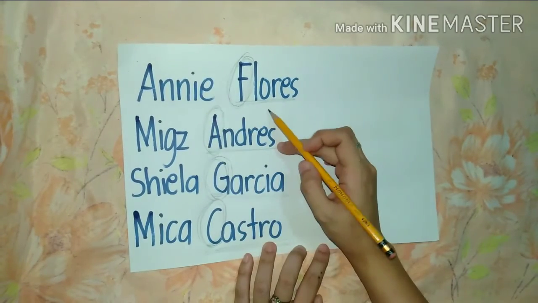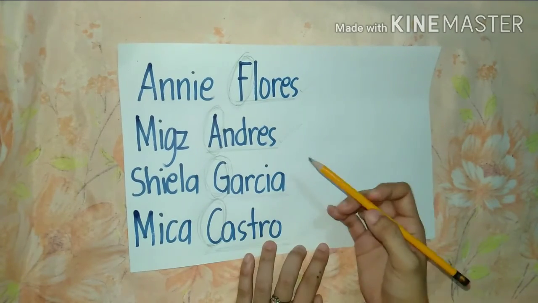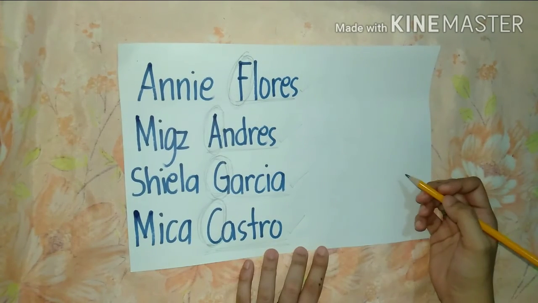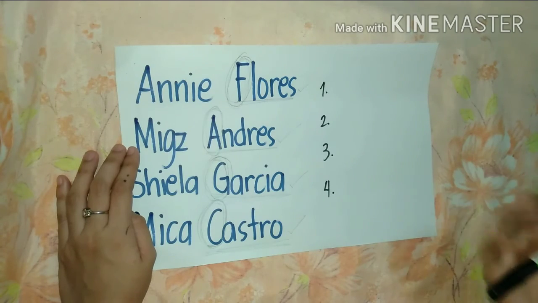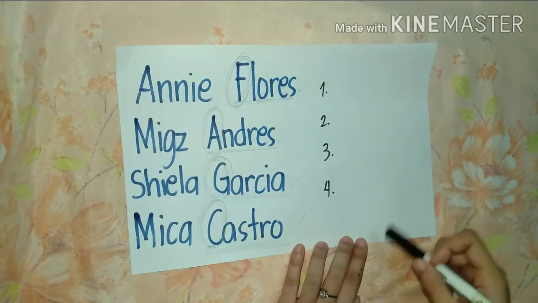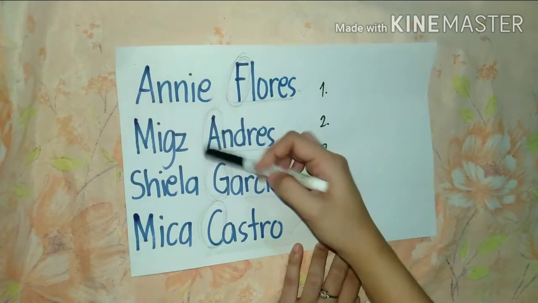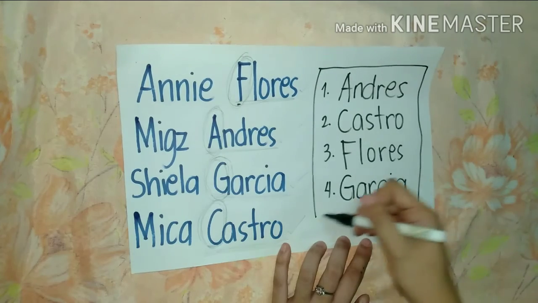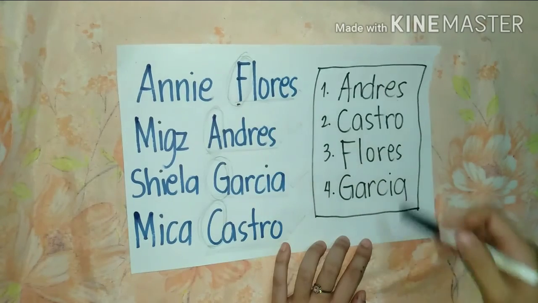So, Annie's last name is Flores. Mig's last name is Andres. Sheila's last name is Garcia. And Mika's last name is Castro. So, how am I going to arrange them according to their last name? Okay, just like what we did earlier from the previous examples, let's try to identify which comes first according to the first letter of their last name. So we came up with this order, and this is the correct order of the following last names.